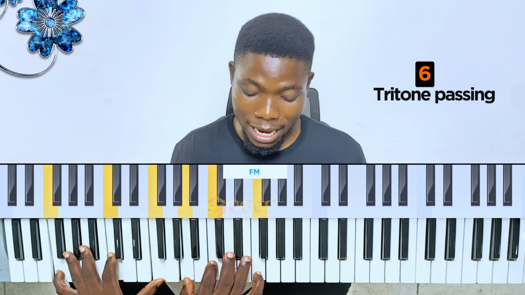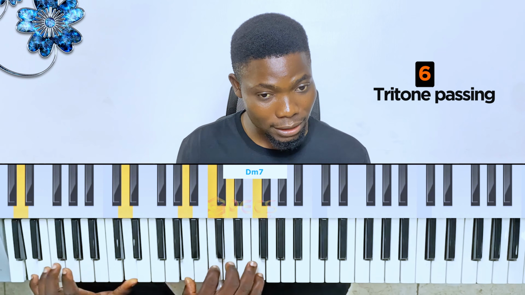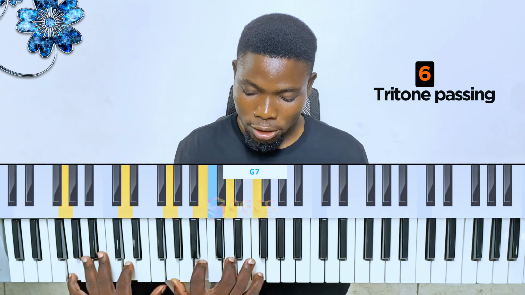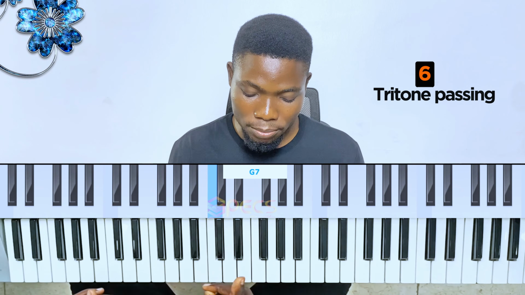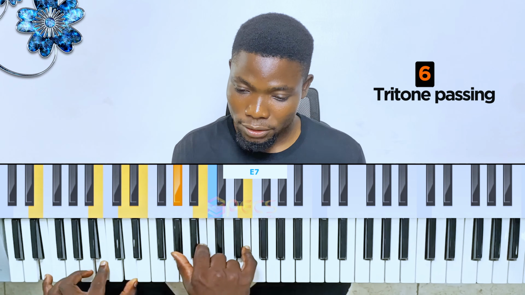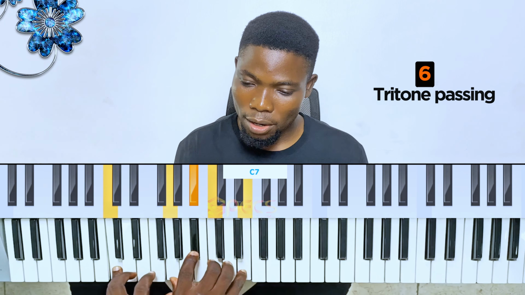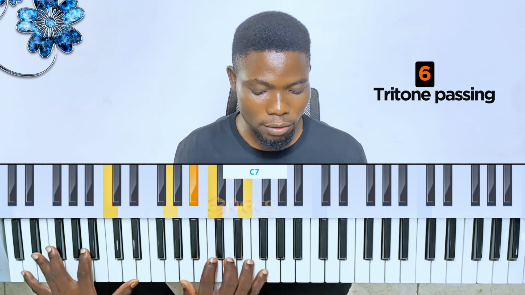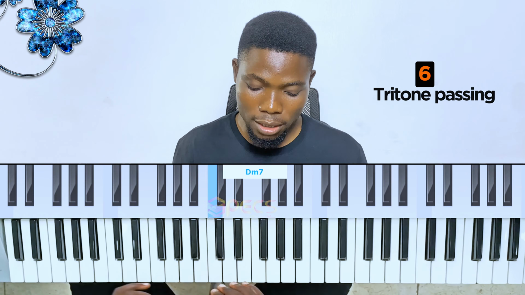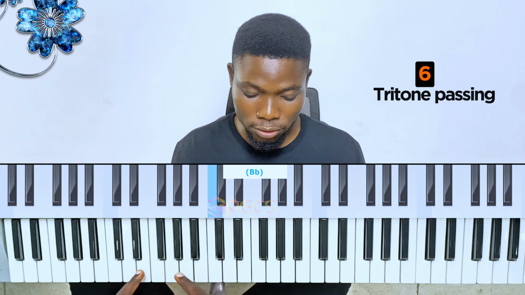The C7 to F. Then when we are going to G, we'll play the D7 to G. So we are going to play the tritone substitution of this one, E7. We are going to play the tritone substitution of C7, and we're going to play the tritone substitution of what? Of D7. So the tritone substitution of E7 is B flat. Tritone, 3 tones. So let's do it.